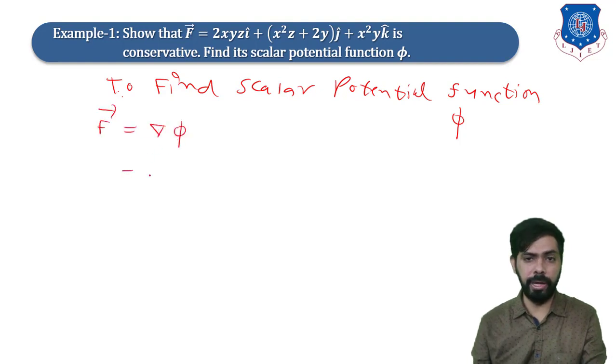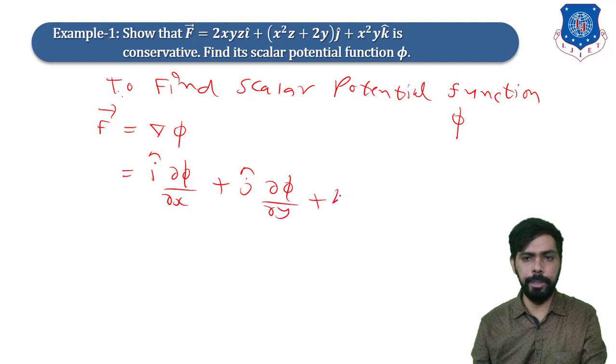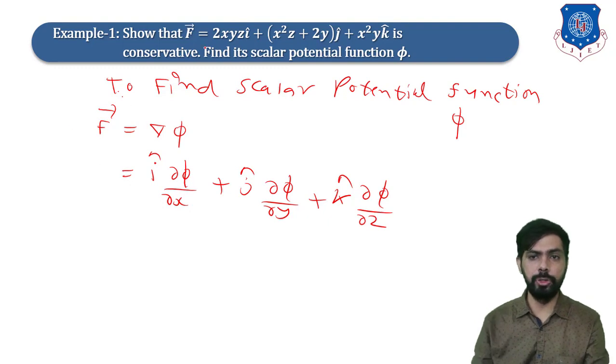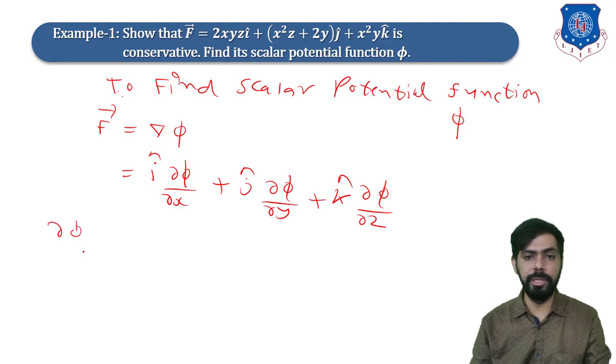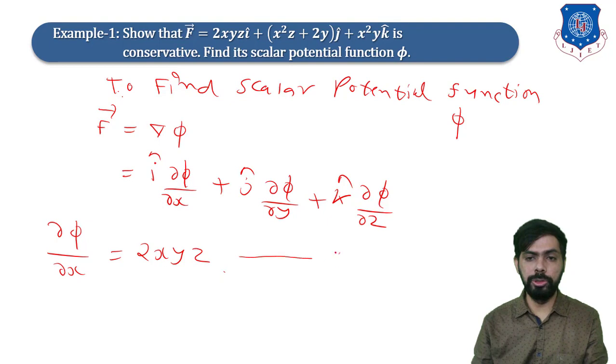Now gradient of phi is defined by i cap del phi by del x plus j cap del phi by del y plus k cap del phi by del z. And here vector field f is 2xyz i cap plus x square z plus 2y j cap plus x square y k cap. So here we will compare corresponding components. So here the ith component is del phi by del x and here the ith component is 2xyz. Therefore we can say that del phi by del x will be 2xyz. Clear? So suppose this is equation number 1.